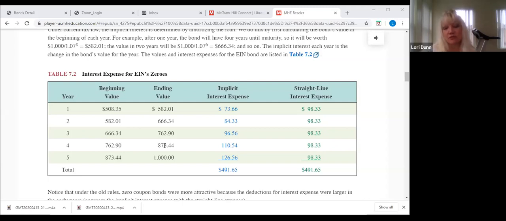So it's just a different way of calculating the interest. The third year, you would add the 84.33 to the 582.01 to get the new value to calculate the third year's interest. Are there any questions on that? I'm not going to go too crazy with it. I just want to make you aware of that. Okay, that's zero coupon.